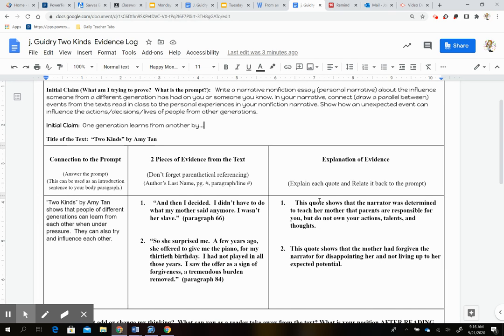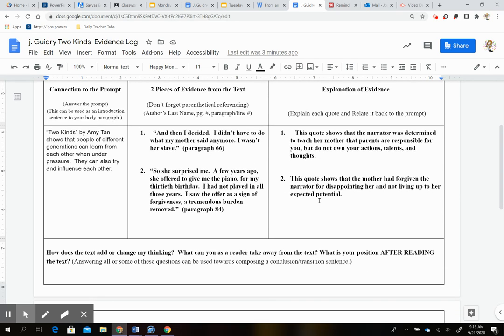Now, if we continue on and look at the bottom of our evidence log, at the bottom we have to answer three different questions. The first one is, how does the text add or change my thinking? What that question is asking is, did this story add to your thinking or your initial claim? So do you still believe that only older generations teach lessons? Do you maybe think that only younger generations teach lessons? So did it add to that thought process? Like, yes, I still believe that only younger generations teach lessons because the daughter taught the mother a lesson?